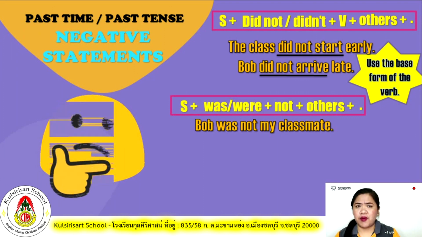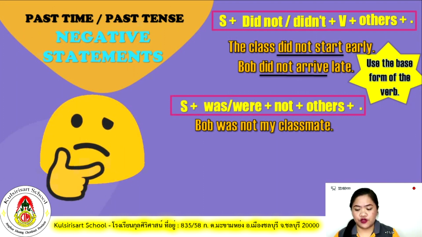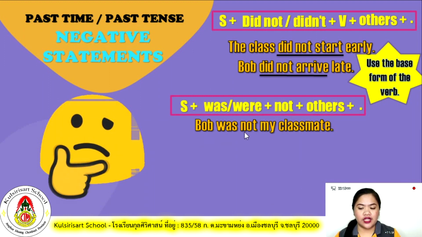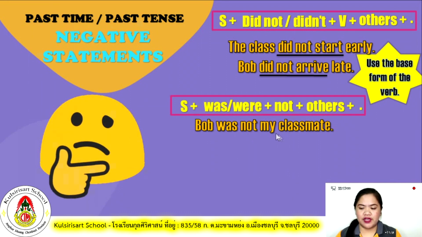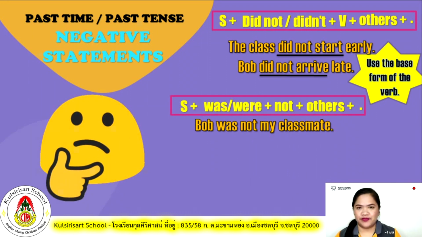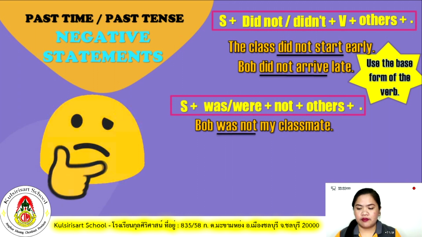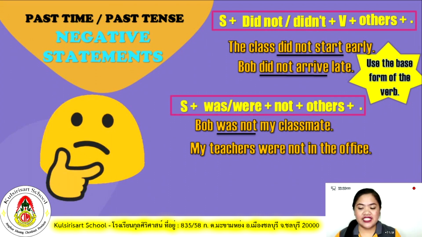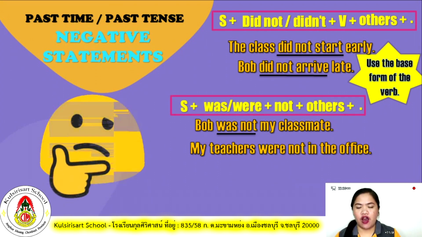So, Bob is only one, so that's why we use was, plus the word not, which is the negative statement, and my classmate is the others or the adjective in the sentence. Okay, next. My teachers were not in the office. My teachers were not in the office.